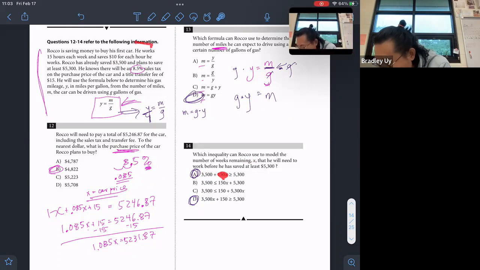$150 doesn't appear anywhere. Yes, but he works 15 hours each week and saves $10 per hour. So he saves $150 per week, okay? Because it's $10 per hour and he works 15 hours. So that's $150 per week. So the right answer choice is, this is not it, 14 is A. Okay. And that would make sense.